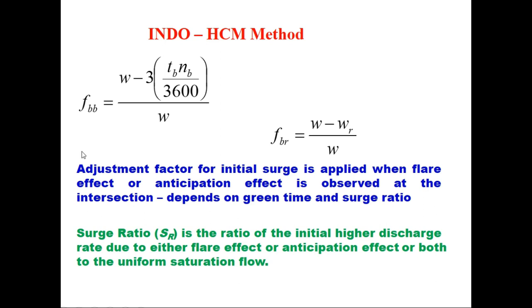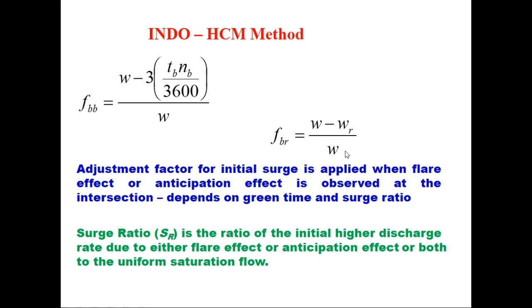The adjustment factor for the effect of local buses stopping at the intersection is given by this equation, W minus 3 into TB into NB upon 3600, divided by W. Here TB is the average blockage time during green, and NB is the number of local buses stopping in 1 hour. And if this value is more than 200, the manual suggests taking the maximum value of NB as 200.